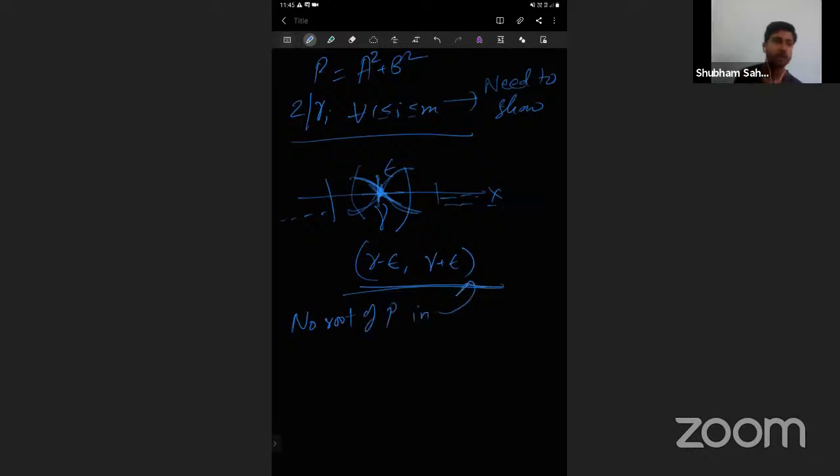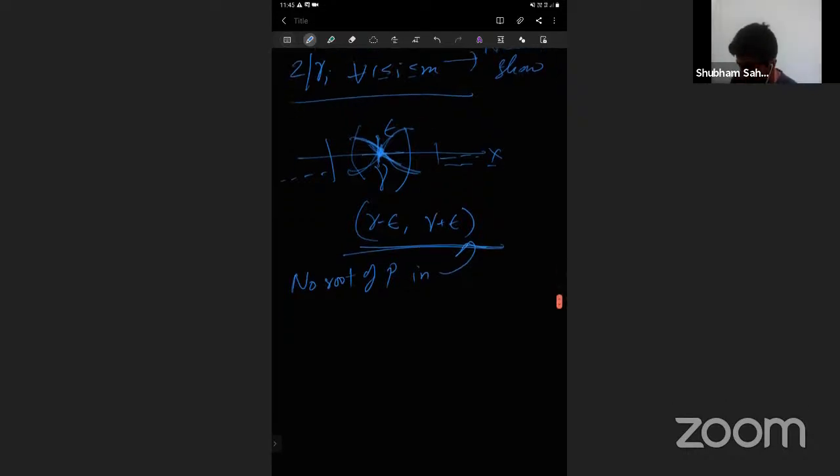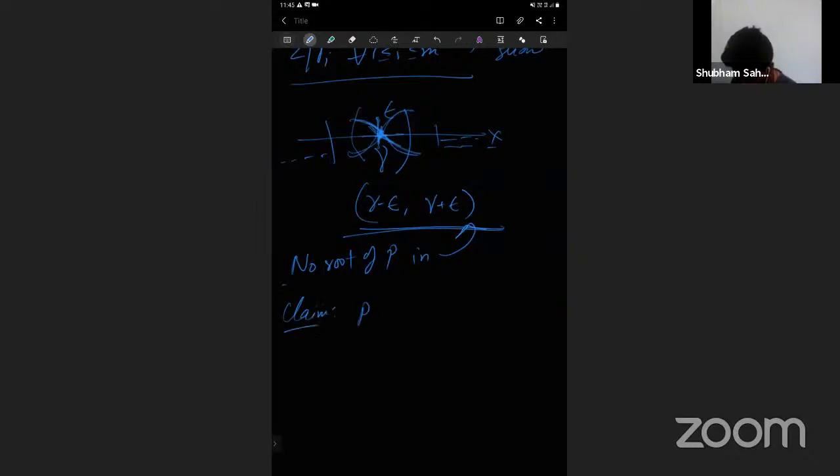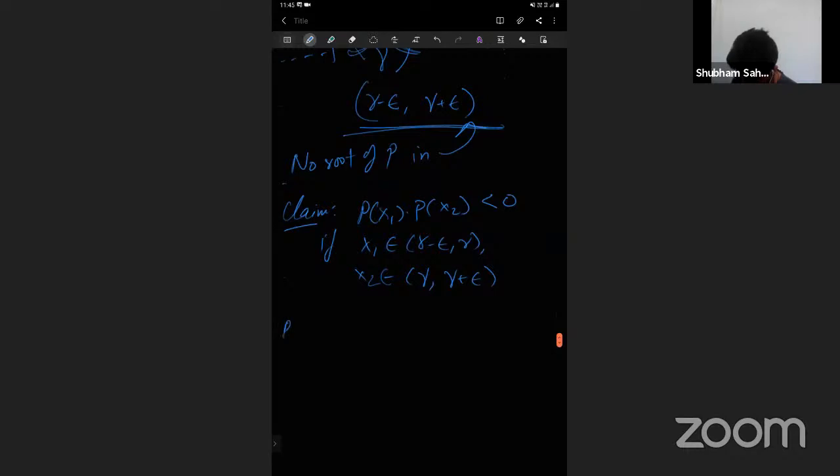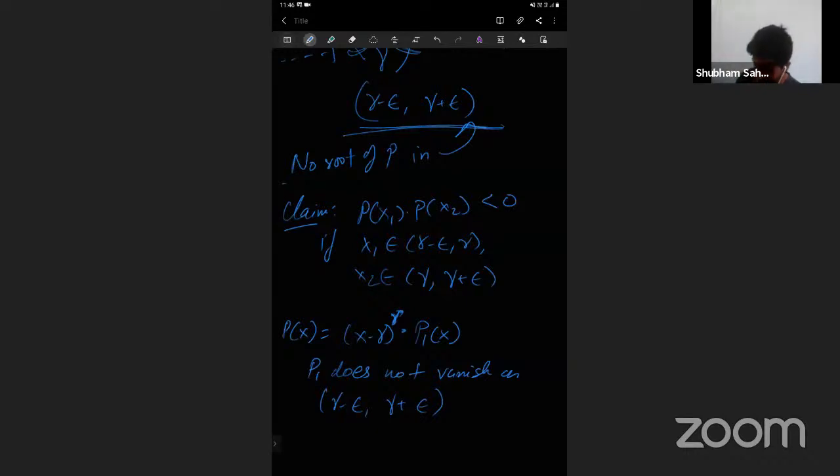All right. So now the claim is about p(x) on the interval from gamma minus epsilon to gamma plus epsilon. You can write your p(x) as (x minus gamma) power r, times some p1(x), where p1 does not vanish on gamma minus epsilon to gamma plus epsilon.